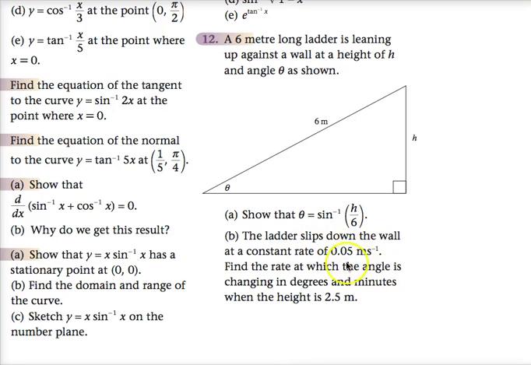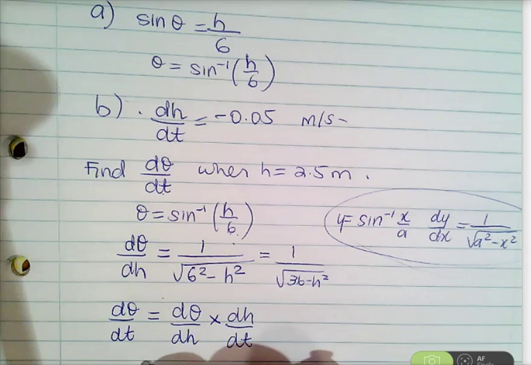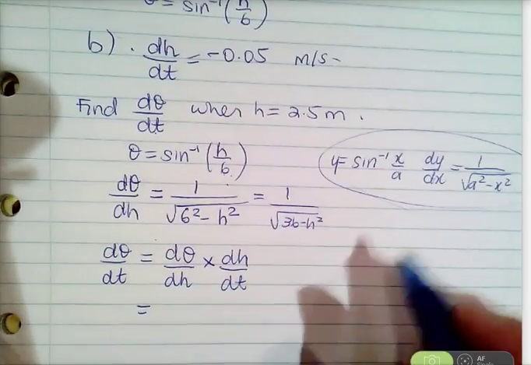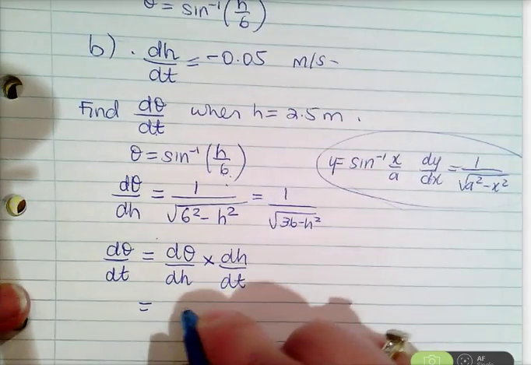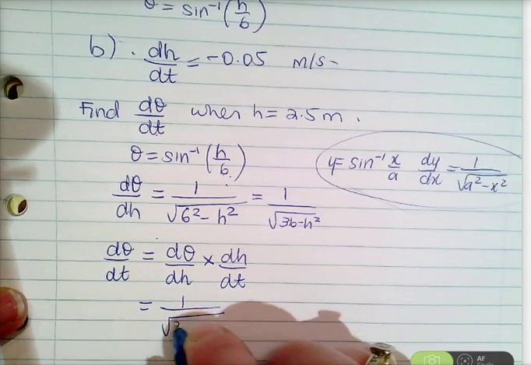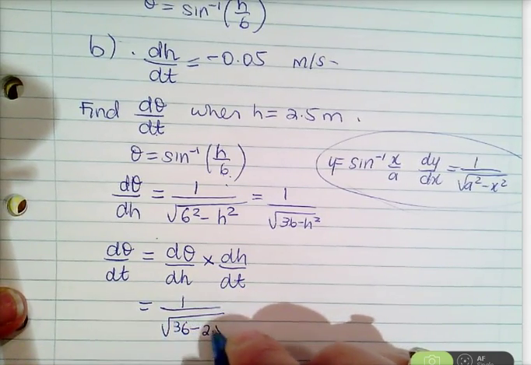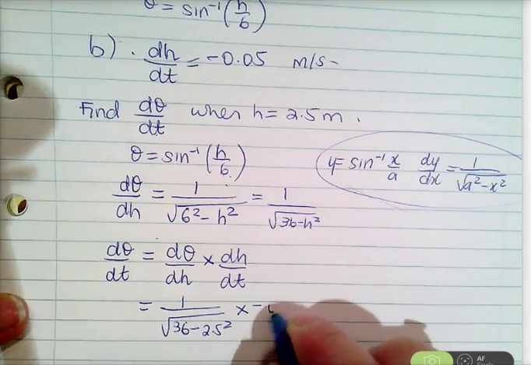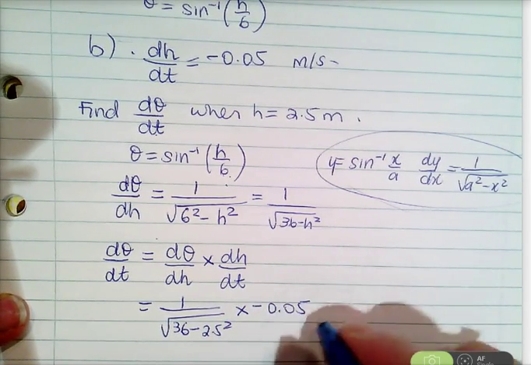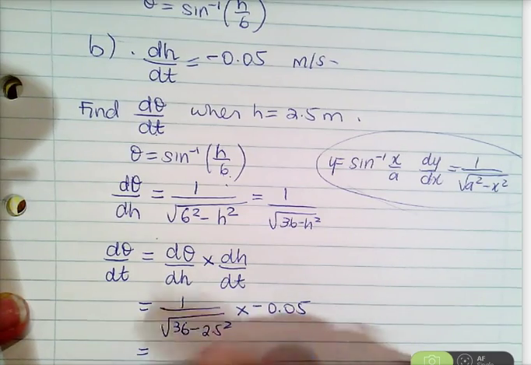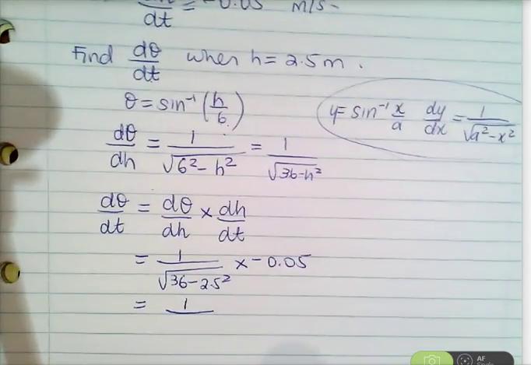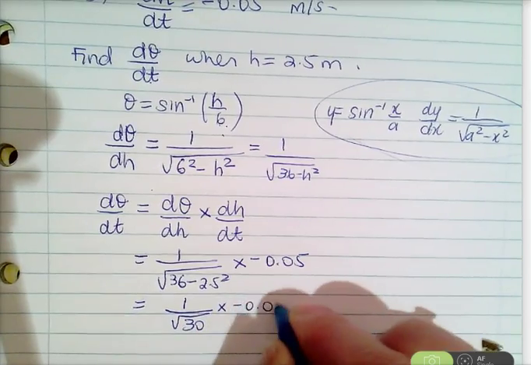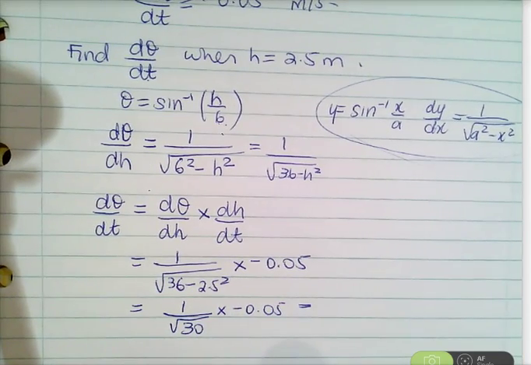Now let's just check out all the units that they're correct. Okay, and the ladder slides down the wall at 0.05 meters per second and the height is 2.5 meters. That looks fine. Okay, so d theta dh, and we have to substitute when h is 2.5, is 1 over the square root of 36 minus 2.5 squared times dh dt, which is negative 0.05, and we'll just work this out. 1 over the square root of 30 times negative 0.05, so we get negative 0.05 divided by the square root of 30.